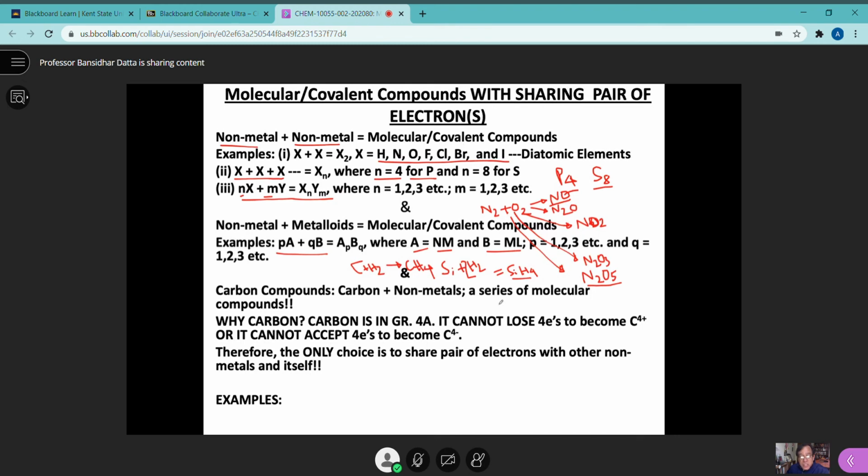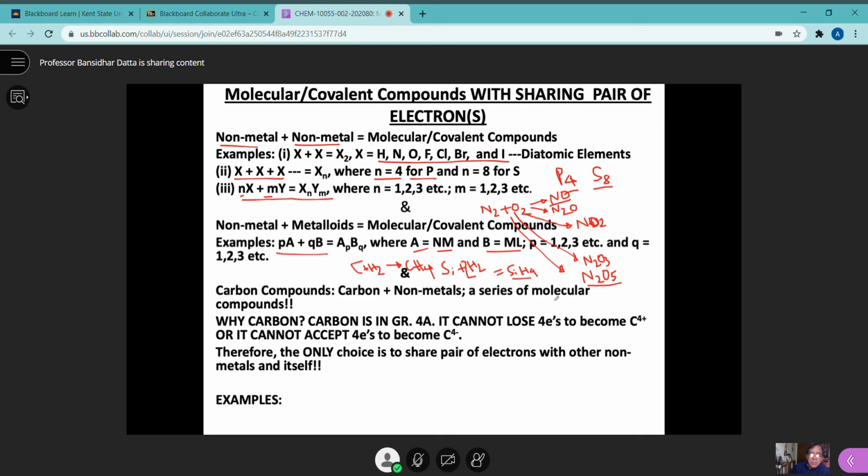Many of them are medicines and drugs, Rx drugs, and many are inhibitors of enzymes, proteins, etc. All right, so that's basically carbon compounds. Carbon plus non-metals make a series of thousands of molecular compounds. Question you can ask: why carbon? Carbon is usually not a non-metal. Strictly speaking, it's not a non-metal, but maybe. And it is not a metalloid either.